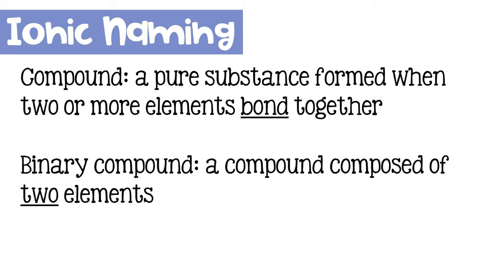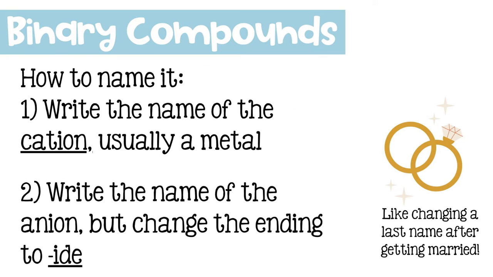Remember, a compound is a pure substance that is formed when two or more elements bond together. A binary compound is a compound composed of two elements. And a ternary compound is composed of more than two elements. It's made up of at least one polyatomic ion bonded to another ion. So how do we name binary compounds?